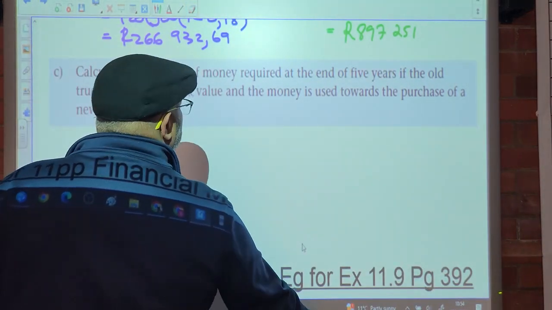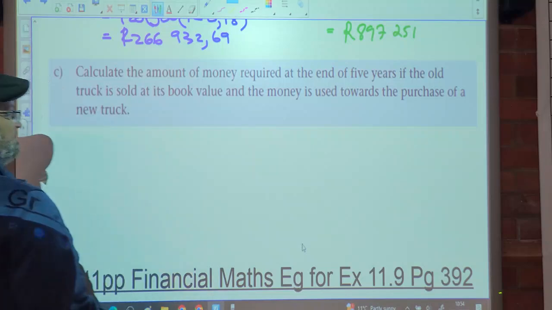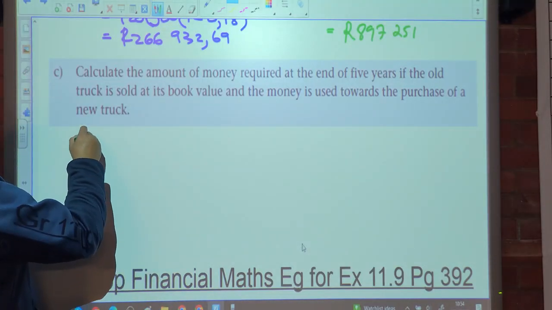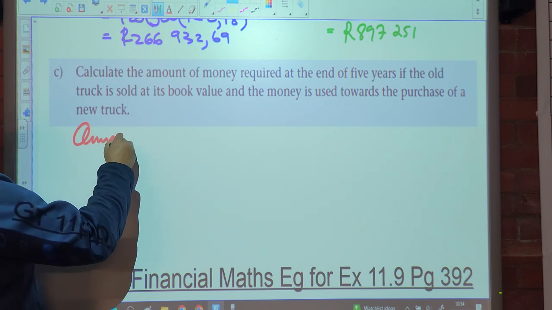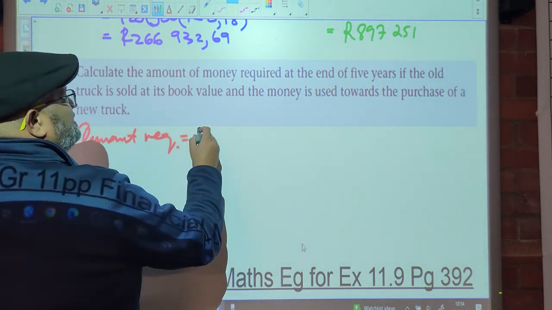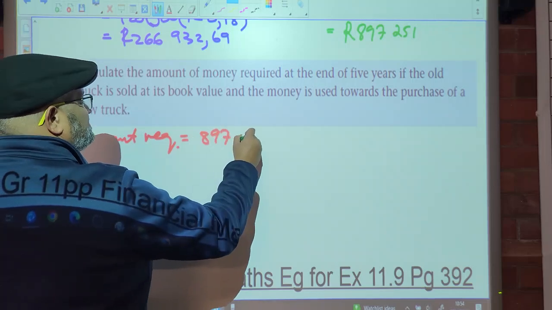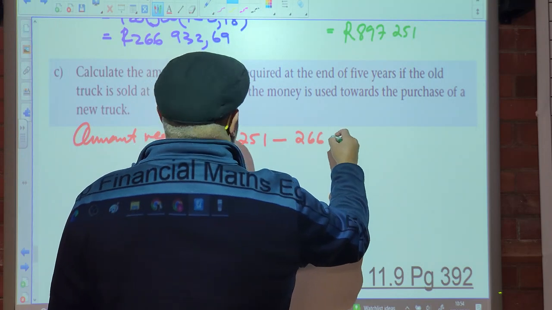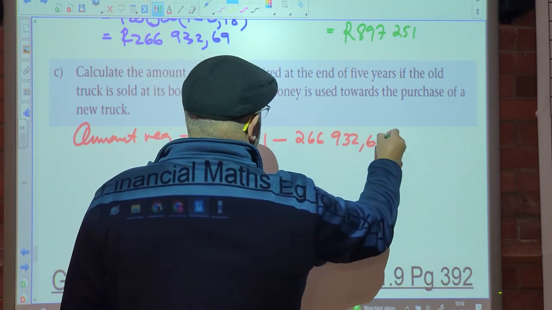Okay? Shortfall amount. So they calculate the amount of money required. So amount required. Or you could have said shortfall is going to be 897,251 Rand minus 266,932 Rand and 69 cents.